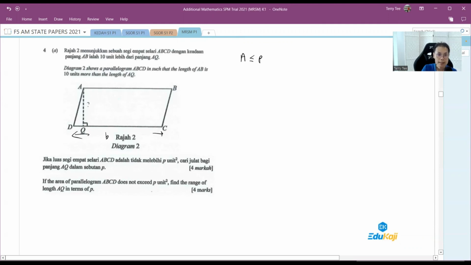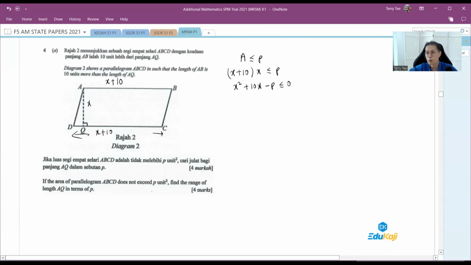So your height in this case is already given. The length of AB is 10 units more than X, so we say X plus 10, right? Or you can write X plus 10 here. So the length of the base, X plus 10, multiplied by your height, X, must be less than or equal to P. So let's expand: X squared plus 10X minus P is less than or equal to 0.